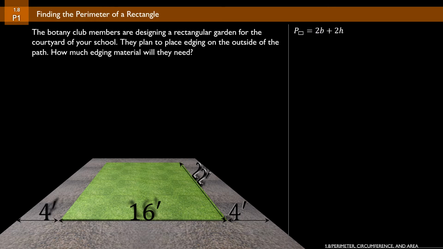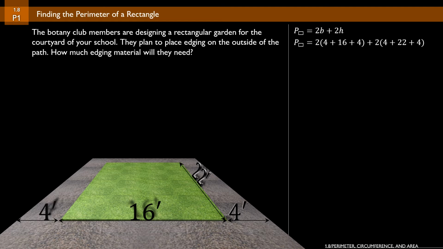Now the next thing that we're going to do is figure out what the dimensions of the outside rectangle are. If we look at the inside rectangle, we see that it's 16 feet wide, and then you've got 4 feet on either side. So we're going to plug into our formula. We're going to go 2 times the base, and we're going to say that the base is 4 plus 16 plus 4. Then we're going to look at the length of that rectangle, which is 22, and then we know that there's going to be 4 feet on either side of that. So we're going to go plus 2 times 4 plus 22 plus 4.